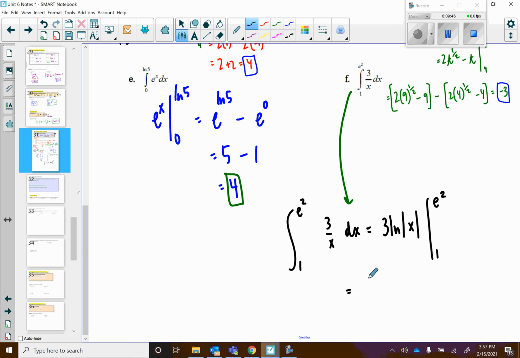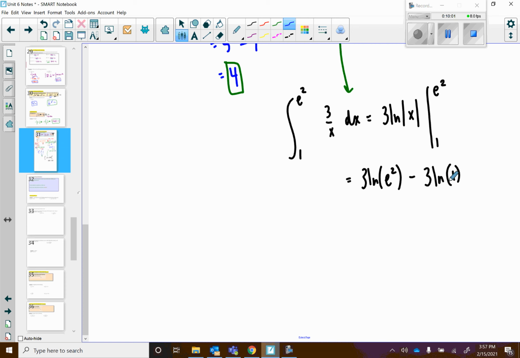So I plug in my upper bound, 3 times the natural log of e squared minus 3 times the natural log of 1. Again, you need to know your properties of logs. Natural log of 1 is 0, so this is just 0. Here, I would start by taking this, pulling it out front. So I have 6 times the natural log of e. The natural log of e is just 1. My final answer is 6.